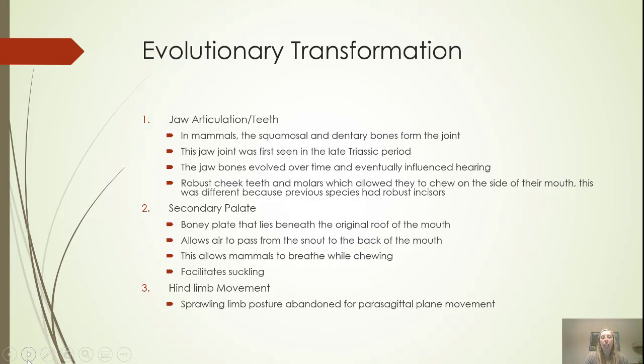And then finally is the hind limb movement. Mammals have a hind limb movement that's a little bit different than other animals. You see more in reptiles, amphibians, a sprawling limb posture where they're more close to the ground. Then mammals have a posture and leg movement that's more in a parasagittal plane, more up and down. This allows for quicker movement, running, just a different style of movement altogether.